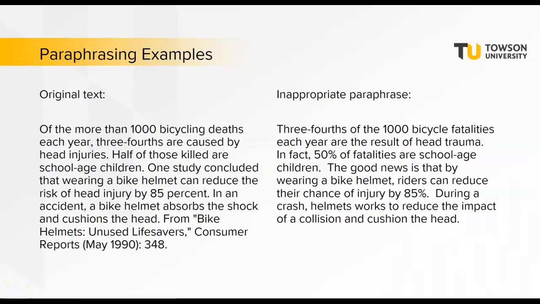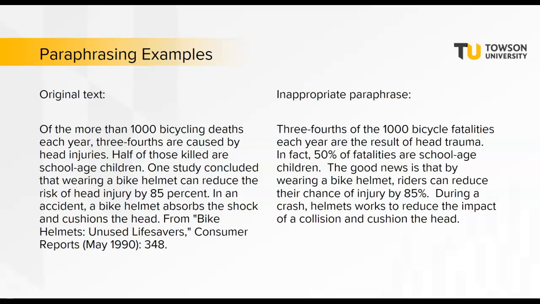This is basically a short paragraph about bicycling fatalities and use of helmets. What you'll notice is in the original text, there are 4 sentences. And in the example paraphrase, the inappropriate paraphrase here, there are also 4 sentences. In the original text, the organization of ideas is first the bicycle deaths, and then the fact that a lot of those are school-age children, and that one study said that it can be solved. Head injuries can be reduced by 85%. Then you look at the inappropriate paraphrase, and all the sentences do the same thing, right? The first sentence says, there are 1,000 bicycle fatalities.